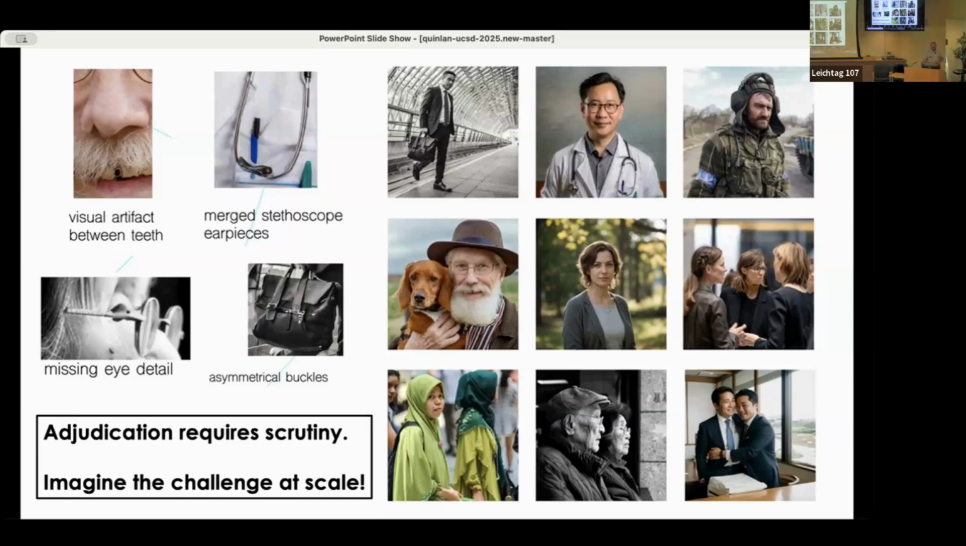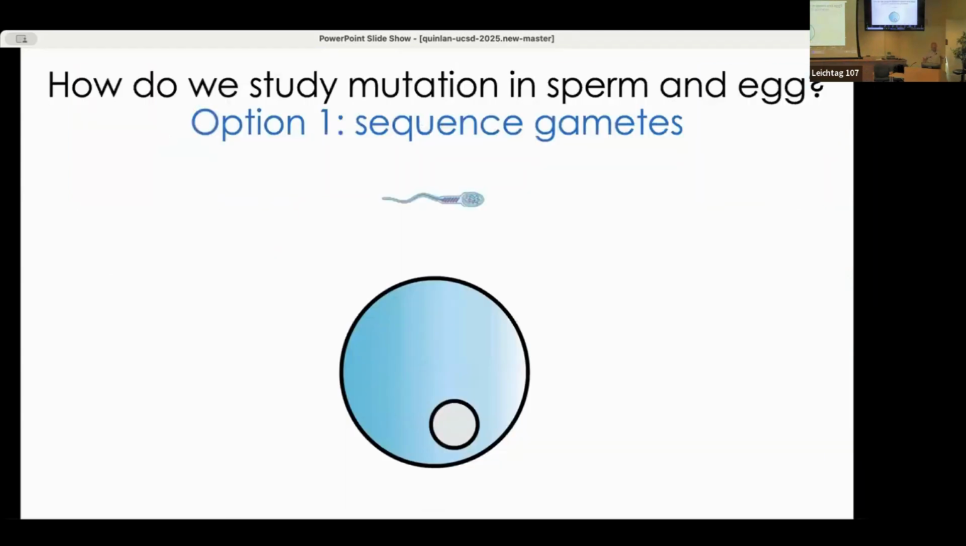So that's a lot of what my lab has worked on over the last decade, and we continue to work on. I'm going to talk about some of the technologies that many of you are familiar with to amplify this signal, to improve this signal to noise problem. Okay, so a lot of what we're going to talk about today is mutation detected in sperm and egg. I'm going to tell you a story about how that connects with reproductive fitness.